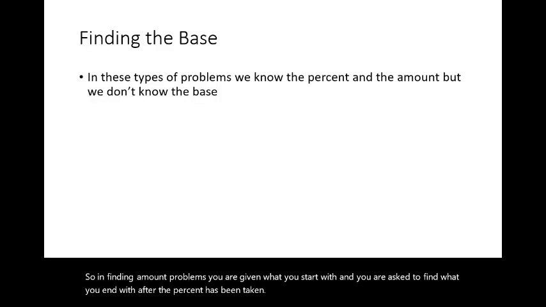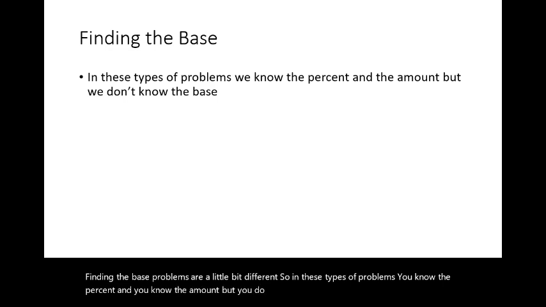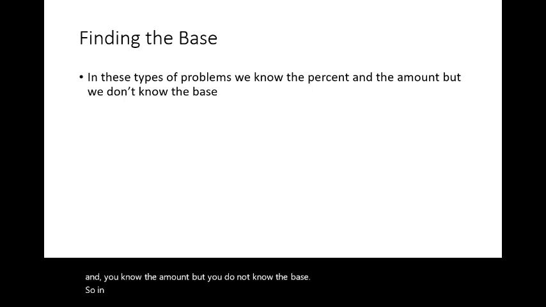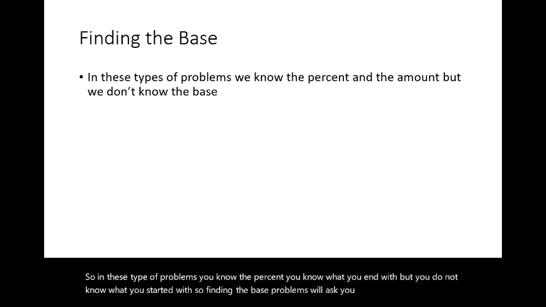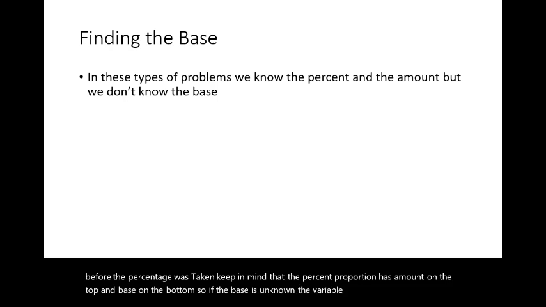Finding the base problems are a little bit different. In these types of problems, you know the percent and you know the amount, but you do not know the base. You know the percent, you know what you end with, but you do not know what you started with. So finding the base problems will ask you to find the starting value before the percentage was taken. Keep in mind that the percent proportion has amount on the top and base on the bottom. So if the base is unknown, the variable X is going to go on the bottom.